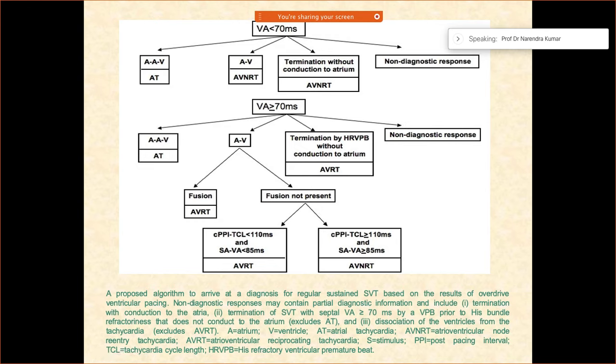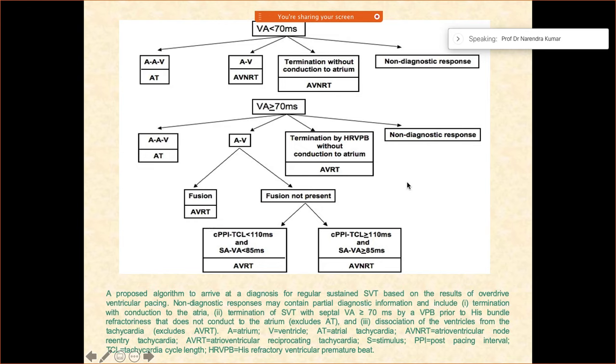If the VA interval is more than 70 milliseconds and you did the RV entrainment or RV pacing and you saw an AAV response, yes, it is AT. However, if you saw a VA-His-V response, it is again characteristic for AVNRT. However, if you get a VAV response, that is the one which is characteristic of AVRT.